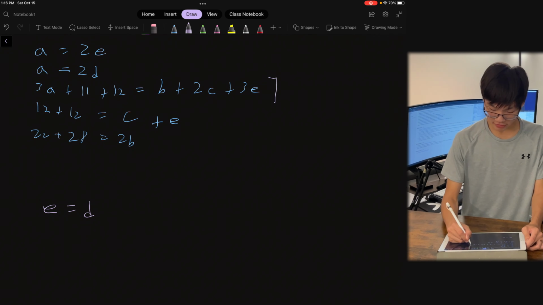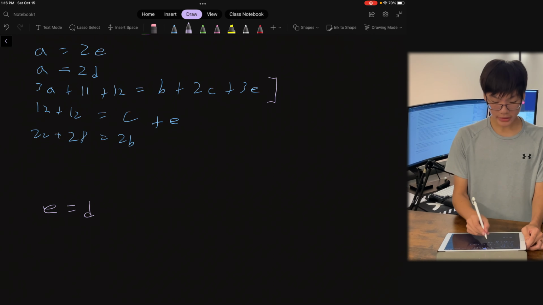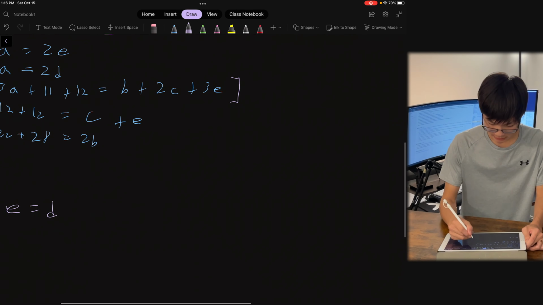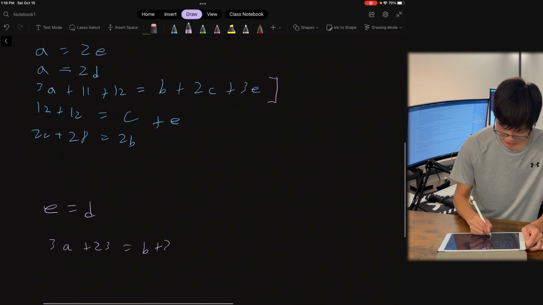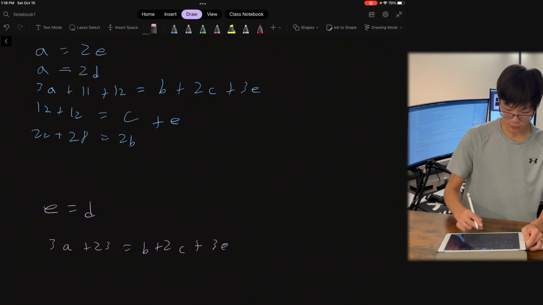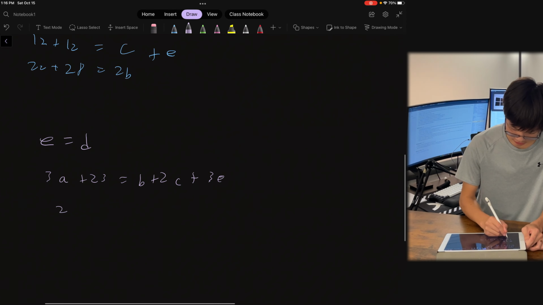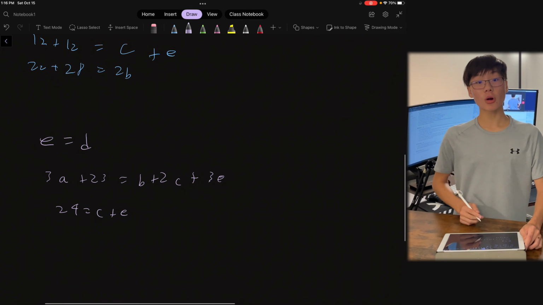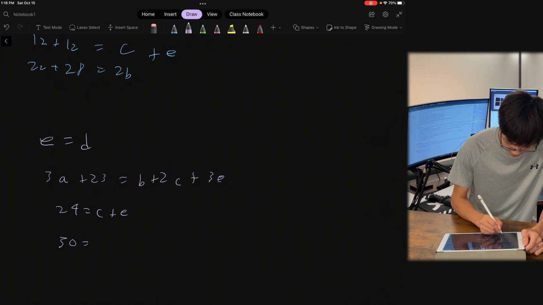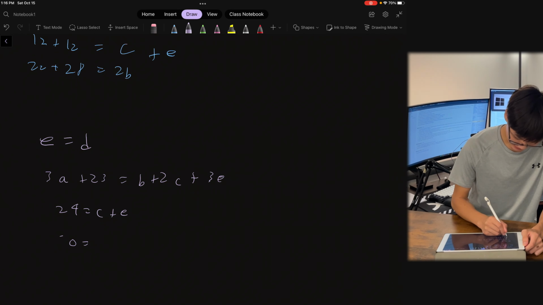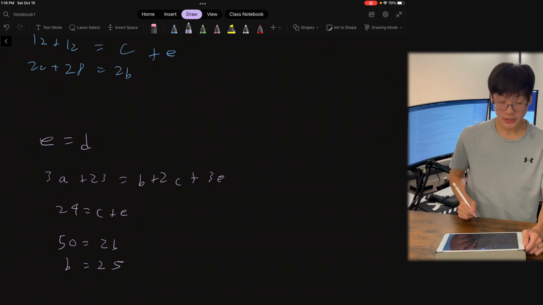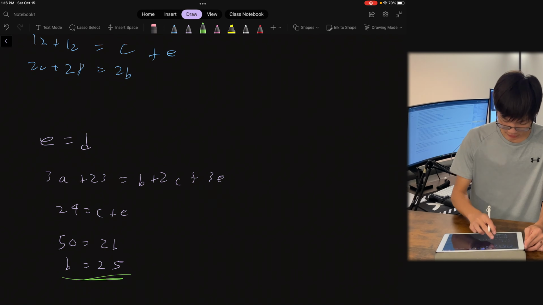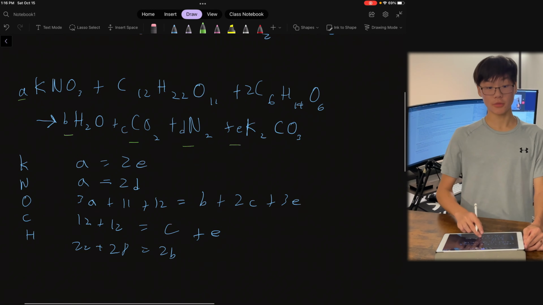Okay, so now what can we gather from this? Well, not much at the moment, but we can simplify a bit. Here we can simplify it into 3A plus 23 is equal to B plus 2C plus 3E. There we go. And for our next equation, 24 is just going to be equal to C plus E. And for our last equation, 50 is going to be equal to 2B, so that'll give us that B is equal to 25. So, boom, we already know what B is. We already know that we're going to have B molecules of water.